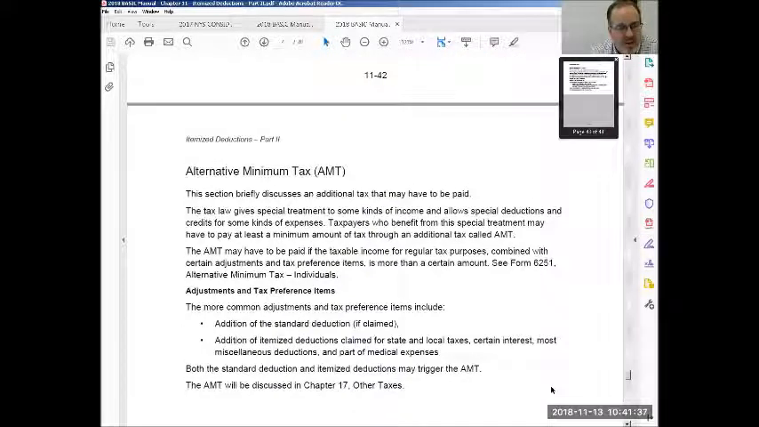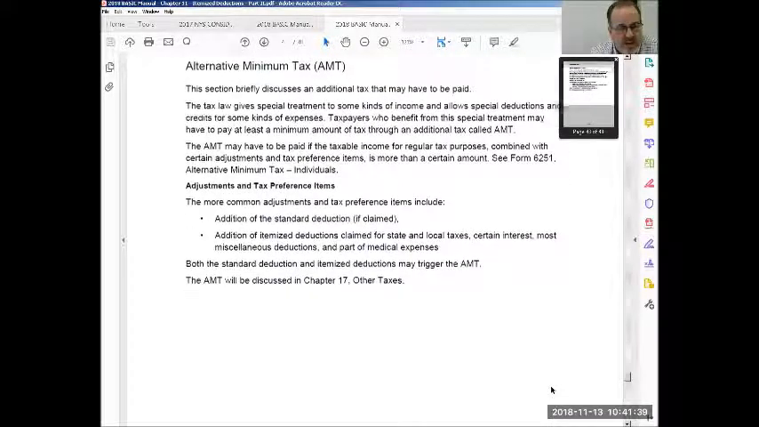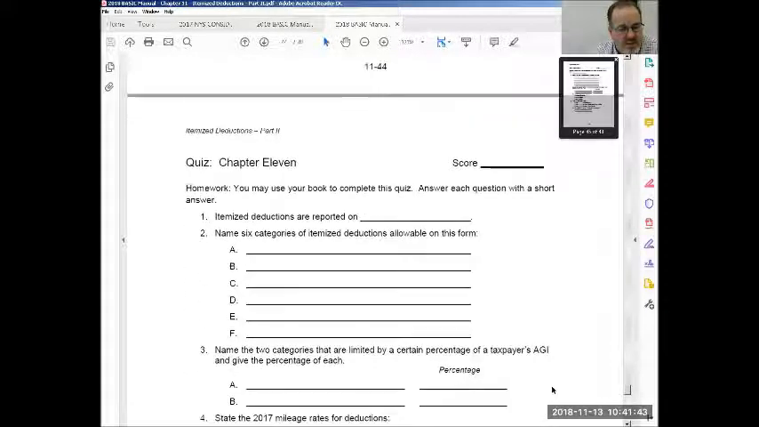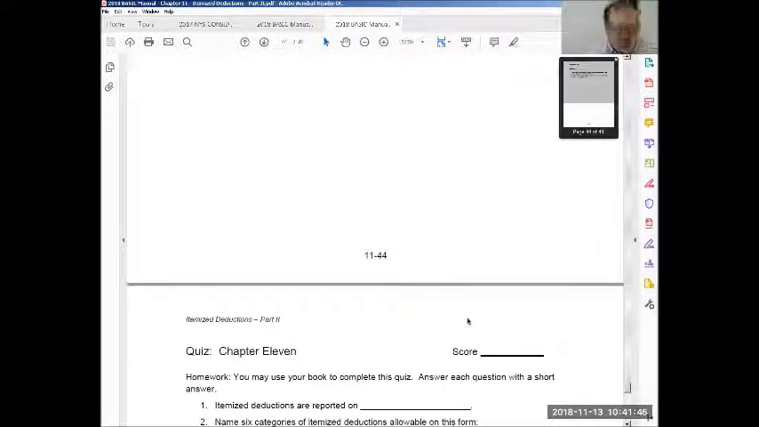And then there's a quick little section on the alternative minimum tax. Not going to cover that right now. Okay. All right. So that's chapter 11.